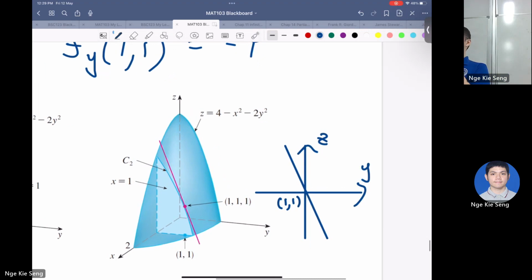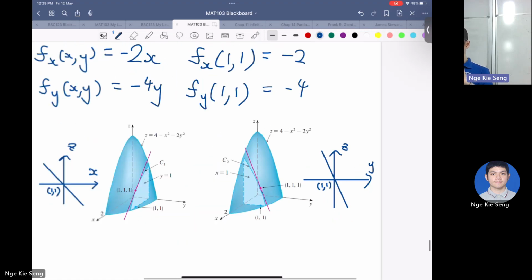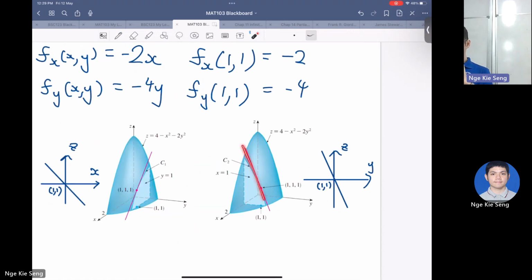So how to say? You can see that from this tangent line, right? You can somehow recover your shape, isn't it? So this line here follows the surface. Here's the point on the surface.